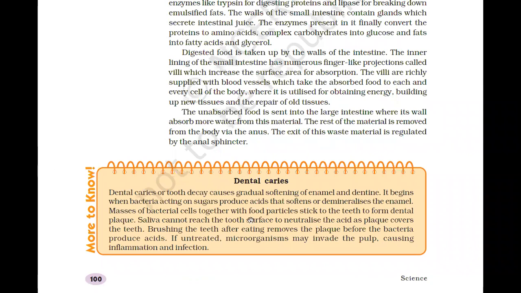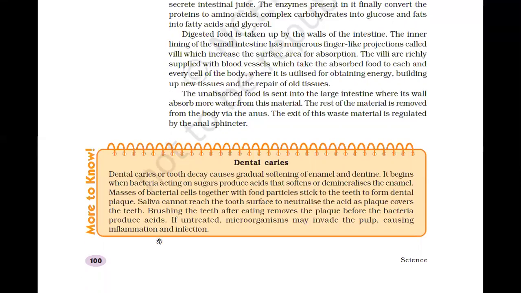More to know: dental caries. Dental caries or tooth decay causes gradual softening of enamel and dentine. It begins when bacteria acting on sugars produce acids that soften or demineralize the enamel. Masses of bacterial cells together with food particles stick to the teeth to form dental plaque. Saliva cannot reach the tooth surface to neutralize the acid as the plaque covers the teeth. Brushing the teeth after eating removes the plaque before the bacteria produce acids. If untreated, microorganisms may invade the pulp, causing inflammation and infection.